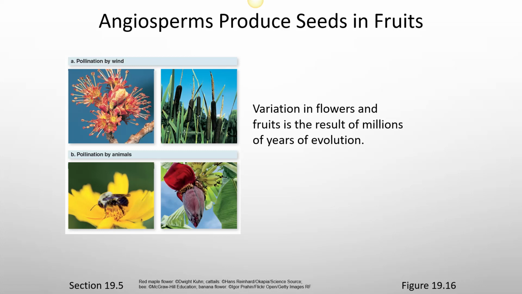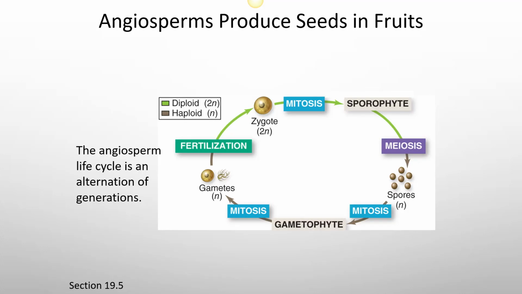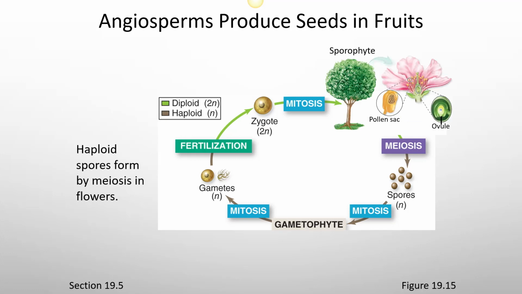Variation in flowers and fruits is the result of millions of years of evolution. Scientists classify diverse angiosperms into several taxa, notably the eudicots and monocots. Their life cycle is an alternation of generations. So the sporophyte, here's a tree, produces haploid spores by meiosis, and those are produced in flowers.